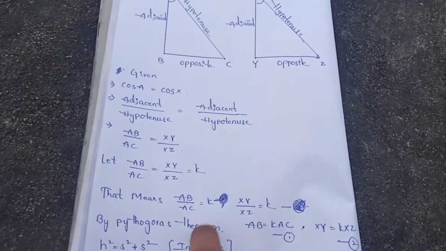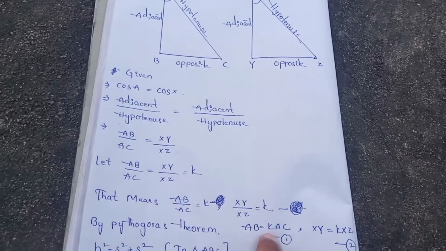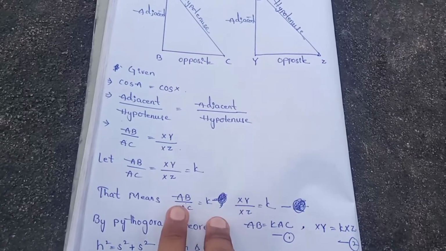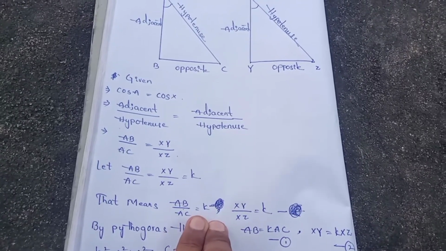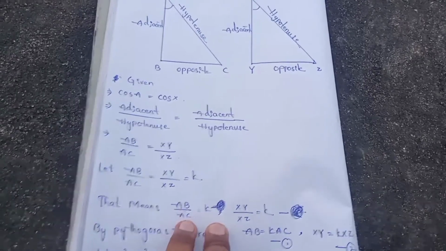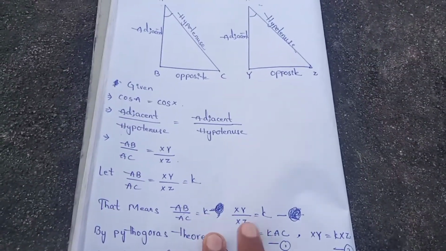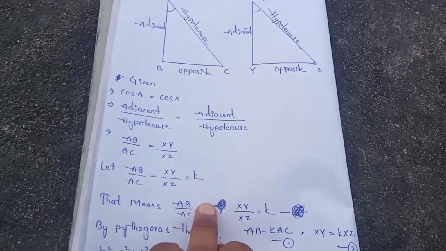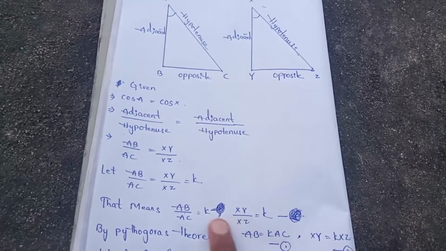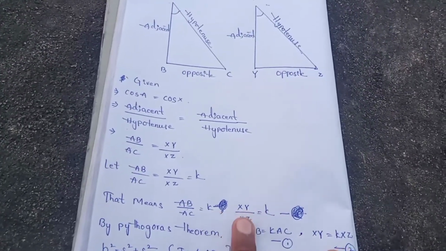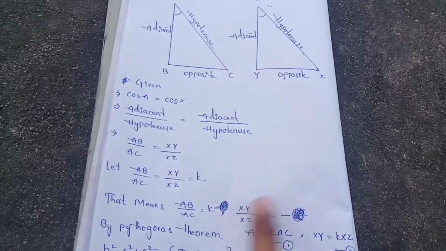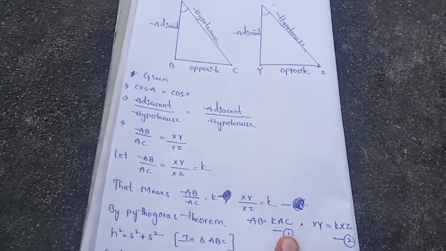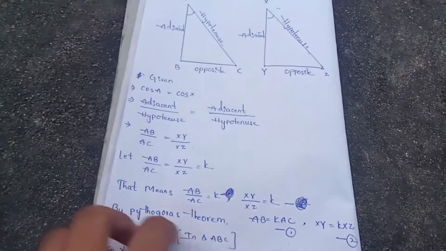Now how can we write it here? AB is equal to, here AC is dividing. When AC goes to the RHS side, it becomes multiplication. AB is equal to K into AC, that is KAC. Next, XY is equal to, here XZ is dividing, so XZ goes to the RHS side and it becomes KXZ. Let us assume these are equation 1 and equation 2.